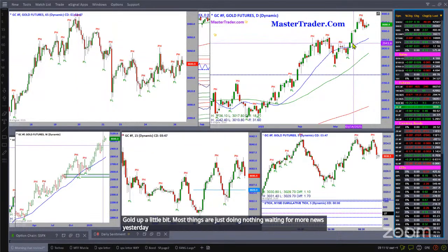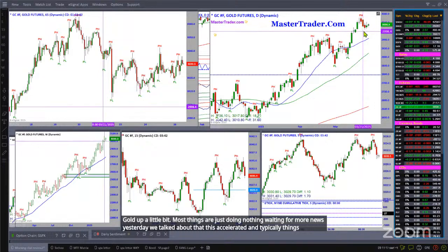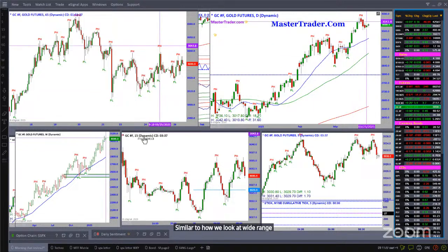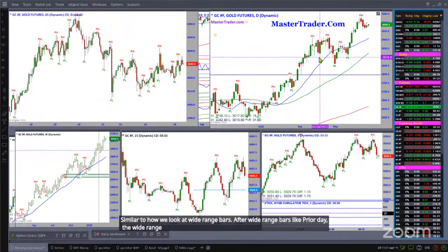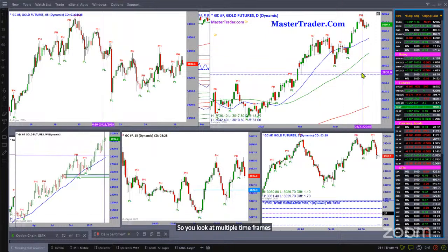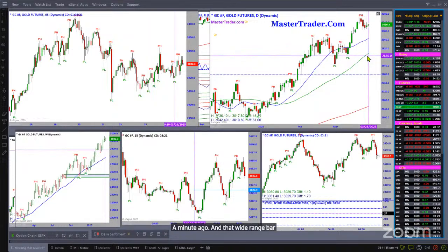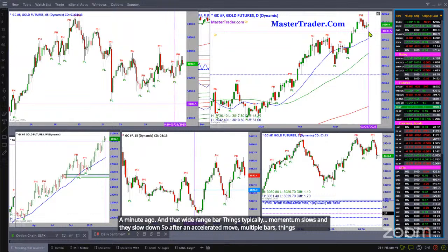Yesterday we talked about that this accelerated, and typically things stall after an acceleration, similar to how we look at wide range bars. After wide range bars, like prior day, the wide range bar, things stall. So how you look at multiple time frames, right? We looked at the wide range bar on the S&Ps a minute ago, and after that wide range bar, things typically, momentum slows and they slow down. So after an accelerated move, multiple bars, things typically slow down and consolidate.